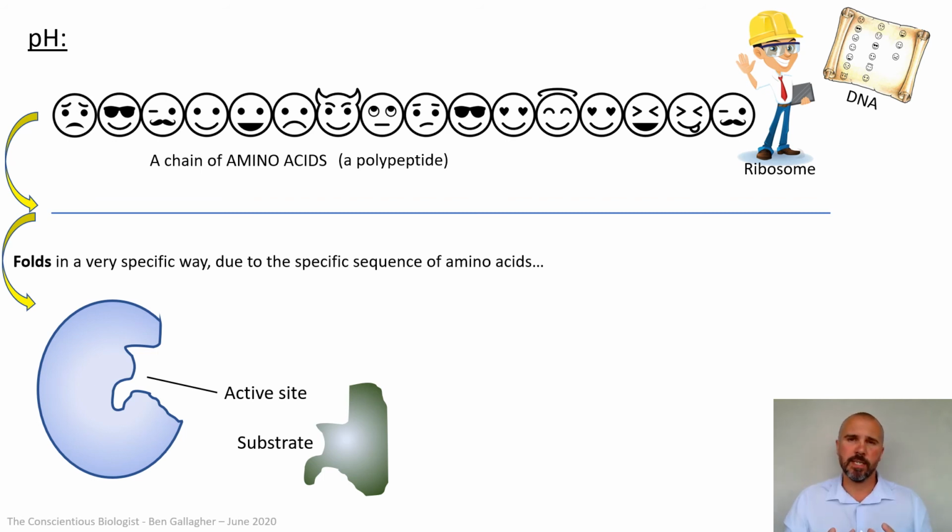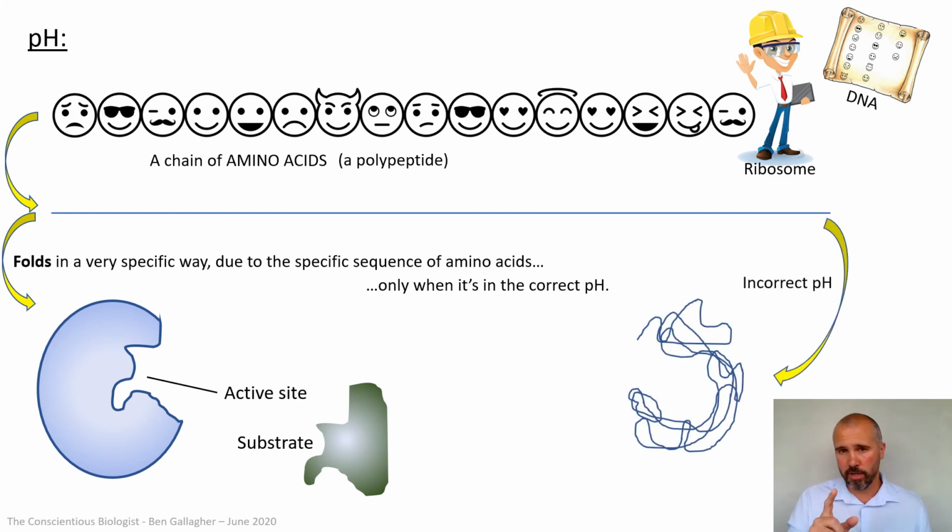Now those two can fit together, and the enzyme folded into that specific shape with the specific function of breaking down that substrate. It folded into that shape because of the sequence that was laid out in the DNA that's up there. Okay, now there's a qualifier to that. It folded into that specific sequence, into that specific shape, only when it's in the correct pH. If you put it in an incorrect pH, it will fold into a different shape.